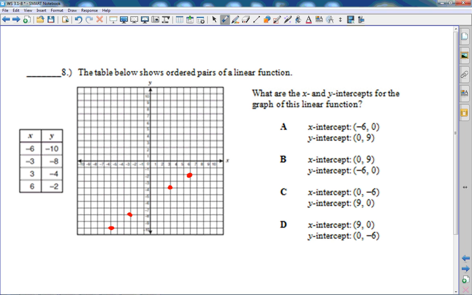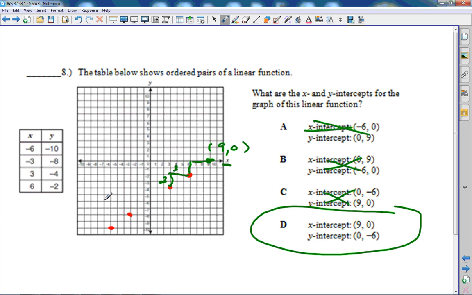Now, you can do this a couple of ways. You can go in on this table and do delta y over delta x and find your equation. Or I can also look and see what it's changing by. I'm going up 2 and over 3. So let's go up 2 and over 1, 2, 3. Ah, there's a point right there, (9, 0). That's my x-intercept. So let's see which one. That one has x-intercept -6. That's not it. That says (0, 9). No. It's (9, 0). Right here. So my answer has to be D.